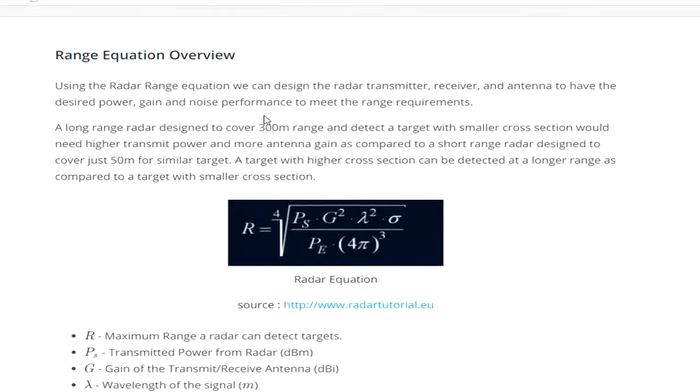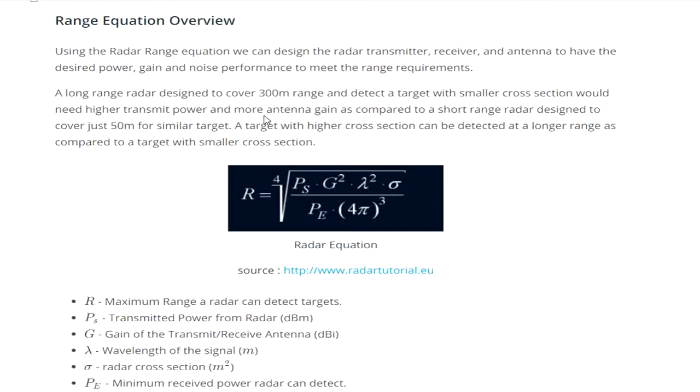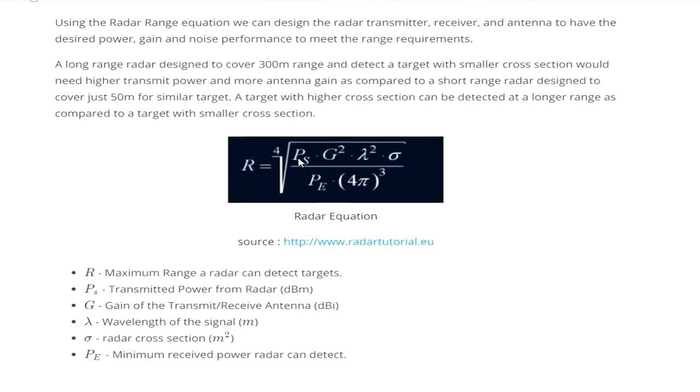And one more thing I mention right here is the range equation. Here's the range equation. They have the P_t right here, which transmits the power. G is the gain of the transmit and receive antenna. Lambda is the wavelength of the signal. Sigma is the RCS, radar cross section, and P_min is the minimum receive power the radar can detect.